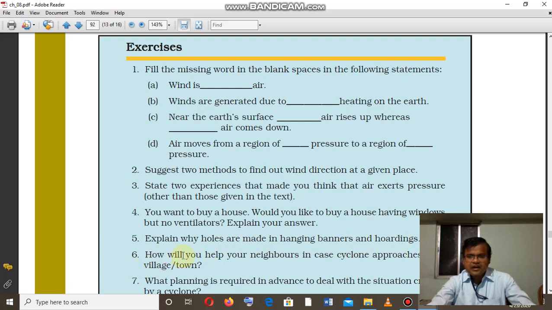Question number 6. How will you help your neighbors in case a cyclone approaches your village or town? There are various steps we have to take. I will make them aware of cyclone forecast and warning services. Second, rapid communication of warning to the government and all important agencies. Construction of cyclone shelters in cyclone-prone areas, helping them to shift essential goods, domestic animals, etc. to a safer place.